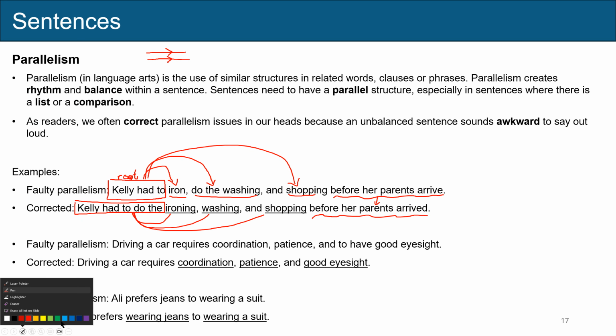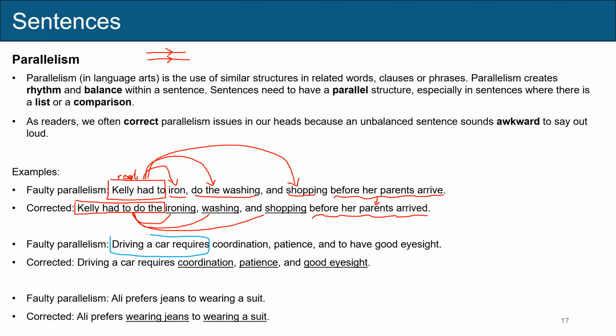For this next one, I have driving a car requires. This part here is going to be my root. It requires coordination. That makes sense. It requires patience. That makes sense. Driving a car requires to have good eyesight. That one's awkward in terms of how it sounds when we speak it out loud. So we're going to change just the last one so it's more in line with the structure of the rest.